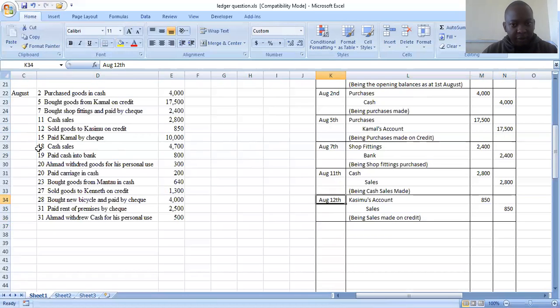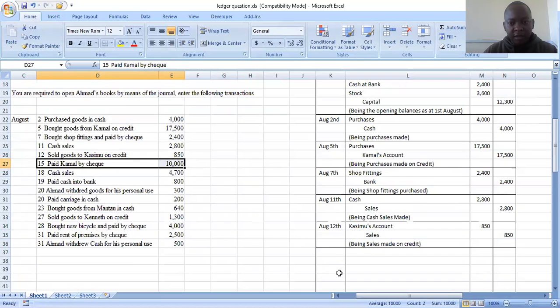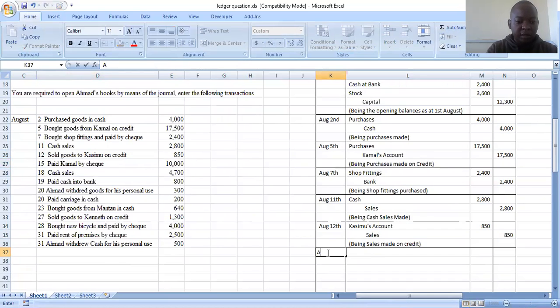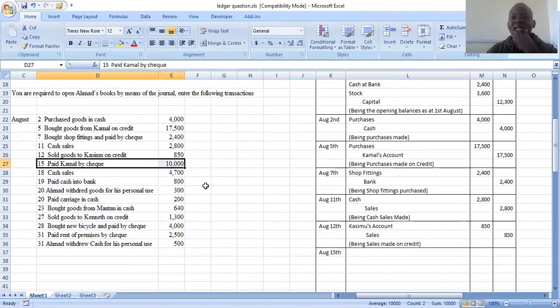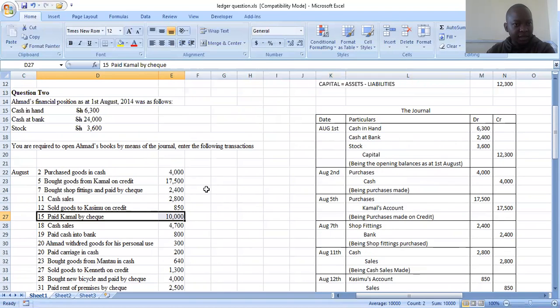And then the second transaction we have is 15th of August: paid Kamal by check 10,000 shillings. In this case, the first question: which two accounts have been affected? The two accounts here are Kamal's account and the bank account. Kamal has been paid by us by check, so the other account to be affected is the bank account.